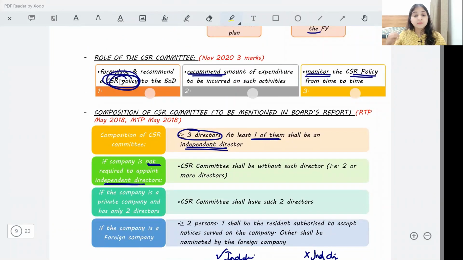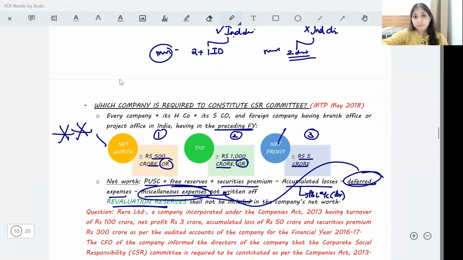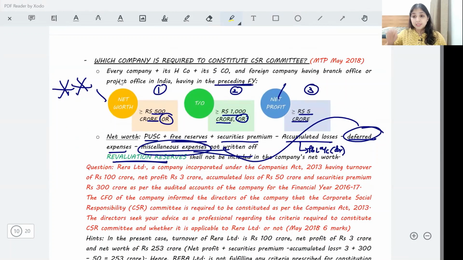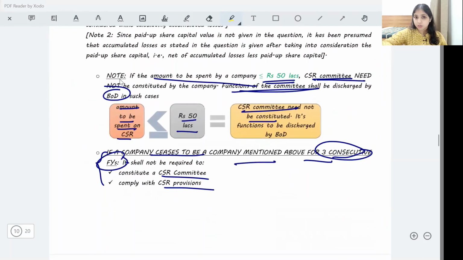Then we learned CSR committee will formulate a CSR policy, recommend how much to be spent on which activity, and will monitor. CSR committee will have 2 members minimum. In case company has independent director, it will have 3 members minimum, 3 directors minimum, one of whom will be independent director. Then we learned CSR provisions not applicable to every company, applicable only to those companies which have a net worth of at least 500 crores or turnover of at least 1000 crores or a net profit of at least 5 crores in the preceding financial year. To compute net worth, consider paid up share capital, free reserves, securities premium. Subtract accumulated losses, deferred expenses, and miscellaneous expenses not written off.